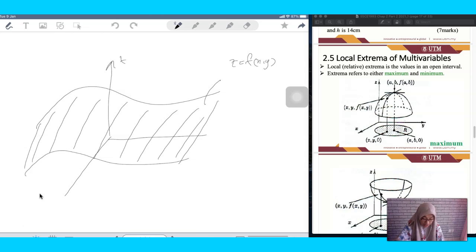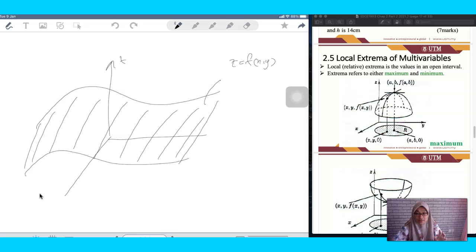So let's say, without sketching the graph, because sometimes the graph is quite complicated to be sketched by hand, the idea is, without sketching, how can you determine there is a maximum or minimum point on that specific region? Because the surface is sometimes very large, we just focus on the local area, on some specific region only, not the overall surface.